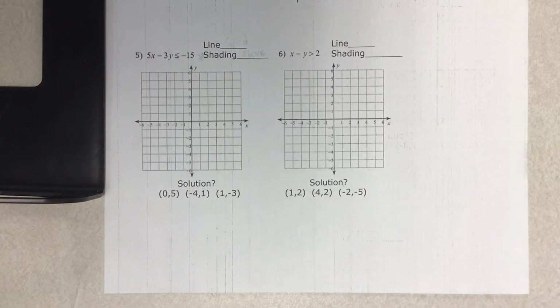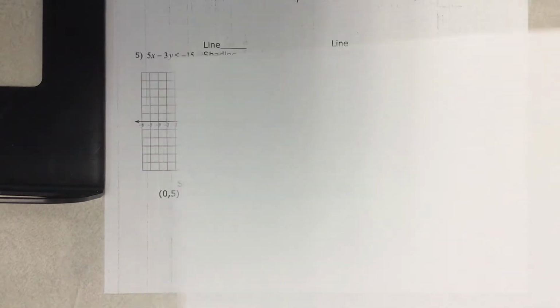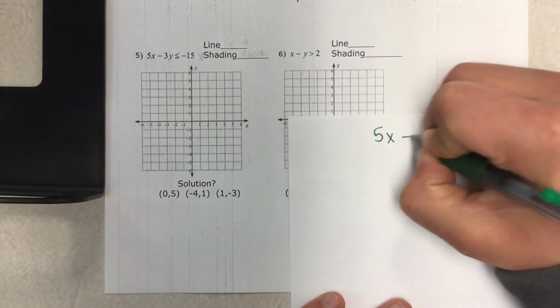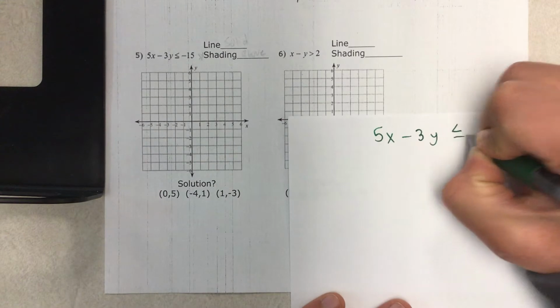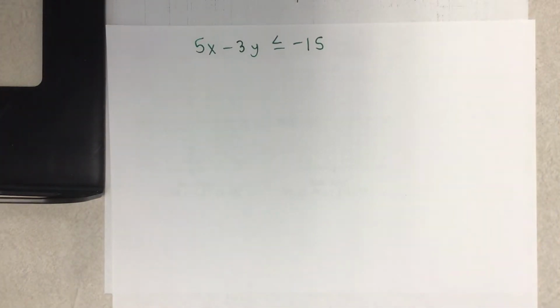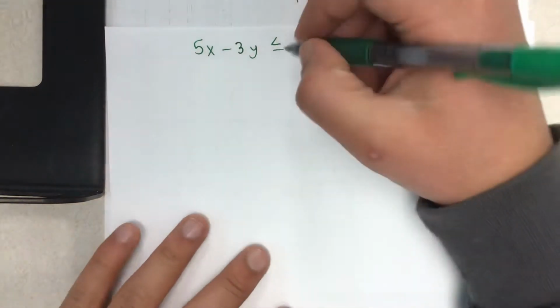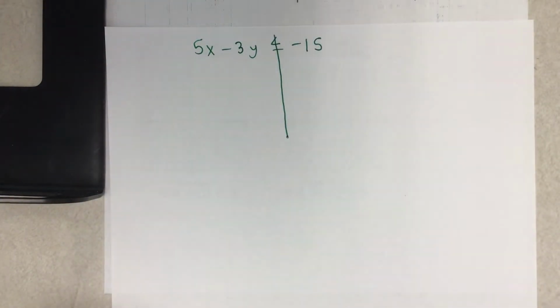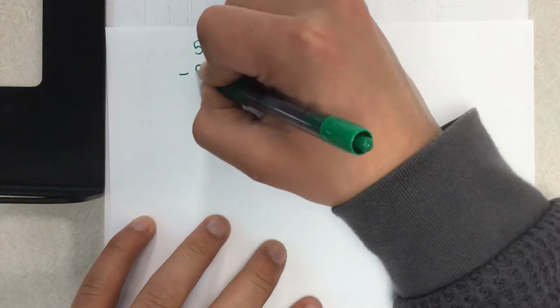So to do that, we're gonna go to a blank page and do a little math. So I have 5x minus 3y is less than or equal to negative 15, okay? Now, we want to arrange this so it looks like slope-intercept form. So to do that, we will need to solve for y. So I want the y by itself on the left side. So to do that, we're going to subtract 5x from the left.